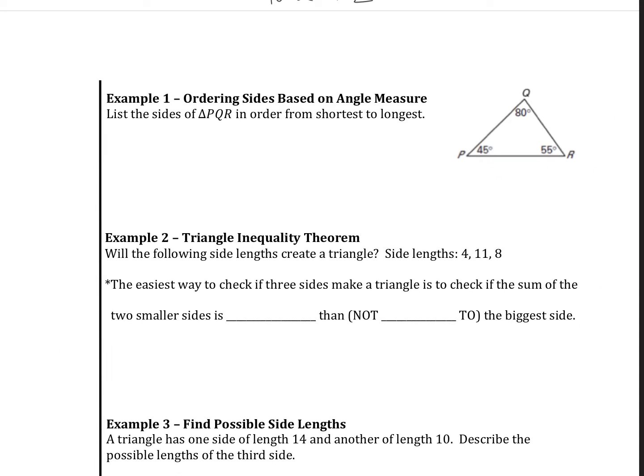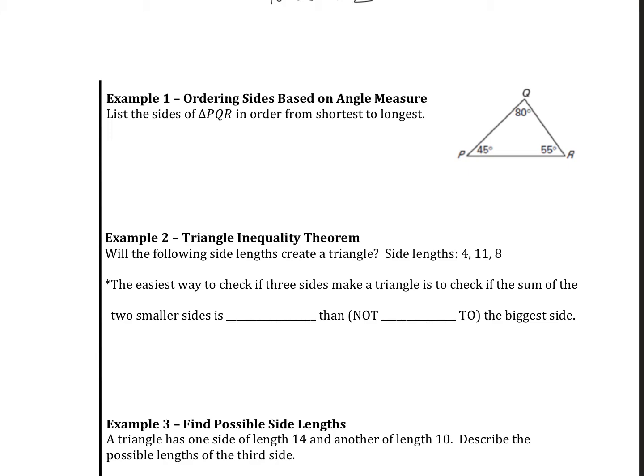Example 1. On the test, people, okay, let's go through the example first. So it says example 1, ordering sides based on angle measure. List the sides of triangle PQR in order from shortest to longest. Okay, so what did they give us in this diagram here? Those are angles, right? I circled them, you won't be able to see them. But yeah, so basically P, Q, and R are angles, okay?